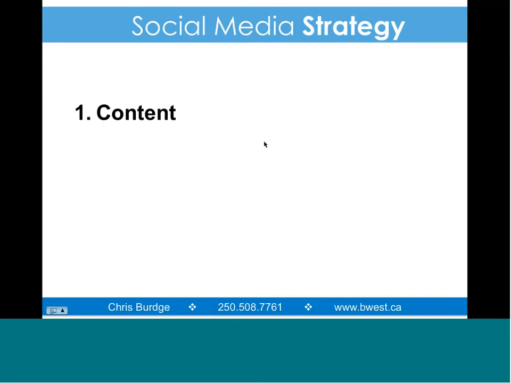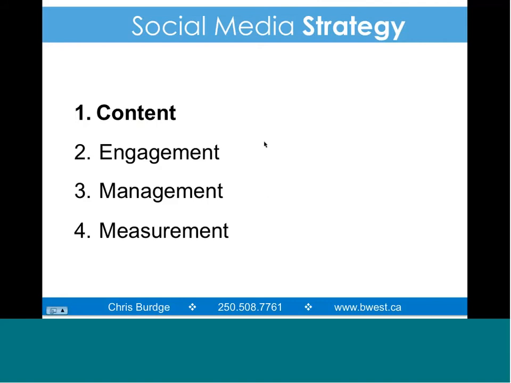So once we determine our objectives, then we can get into the actual components of the strategy that will help us achieve those objectives. So the number one area is content. So social media is really run on content. It's what we talk about, and then how we're engaging, so the tools that we use and who we're engaging with, and then how we're going to manage that, so the resources, and then how we're going to measure that. So we're going to talk about each of these four areas.